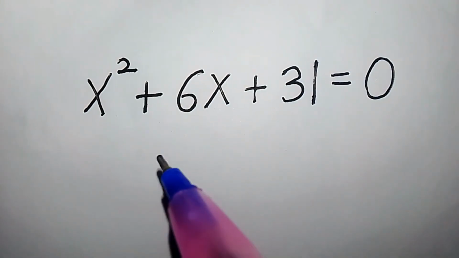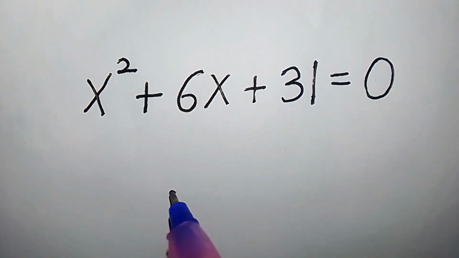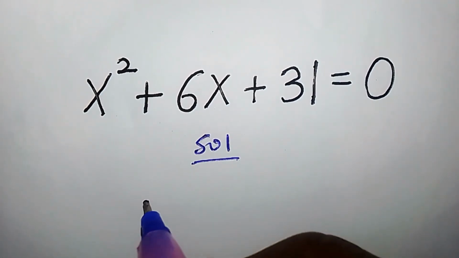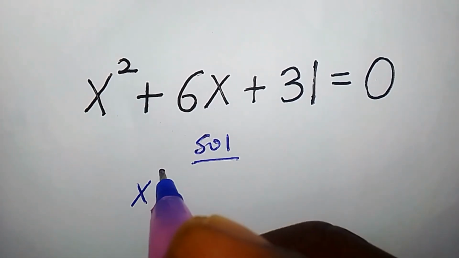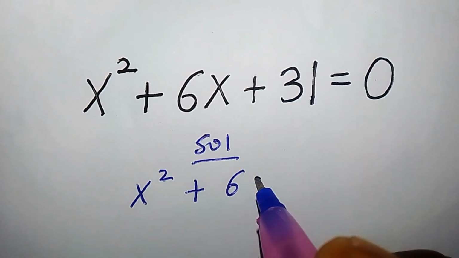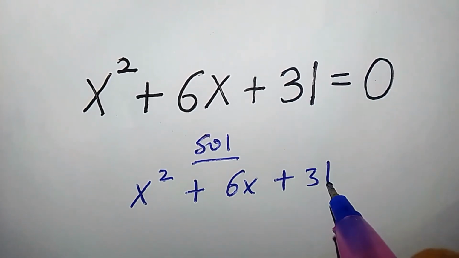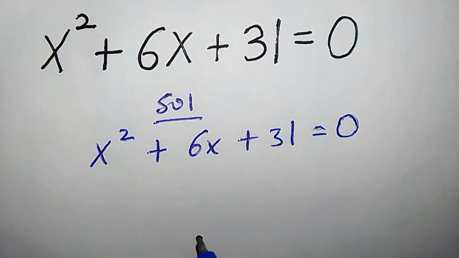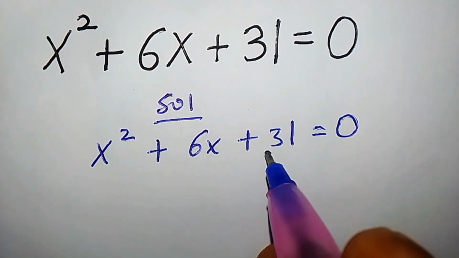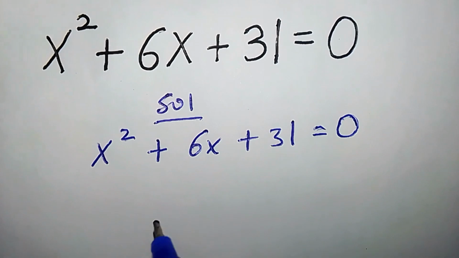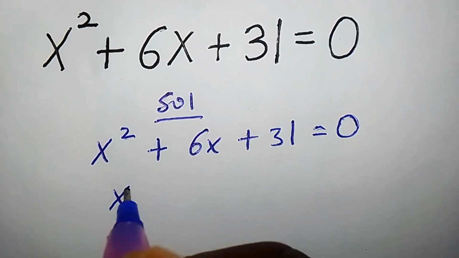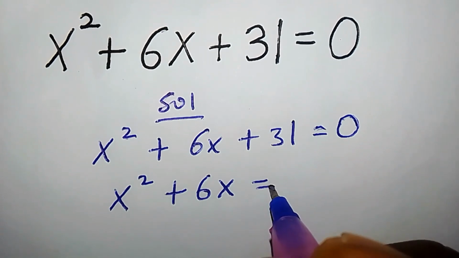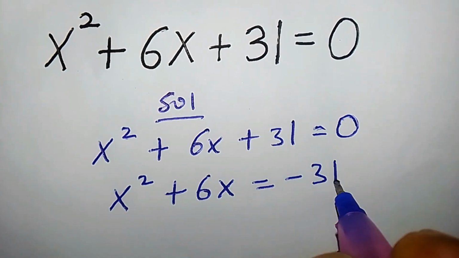Hello, how do we solve this quadratic equation using completing the square method? Solution. Let's get down the equation first. x^2 + 6x + 31 = 0. The first step we are going to take is to transfer this constant to the right hand side. So that will be x^2 + 6x = -31.